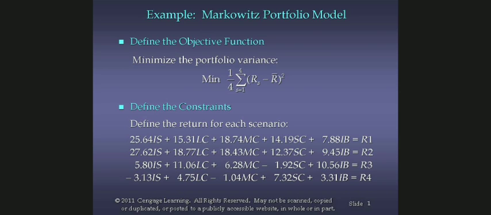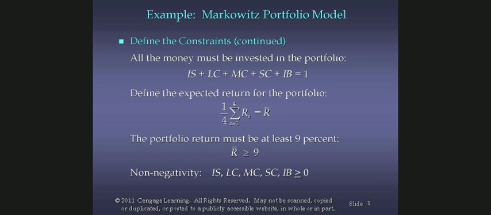Note that the equations from scenario 1 through scenario 4 were present in the index fund model presented. So these equations define the return for each scenario. The equation IS plus LC plus MC plus SC plus IB is equal to 1 requires that all the money must be invested in the portfolio. So this constraint is often called the unity constraint.